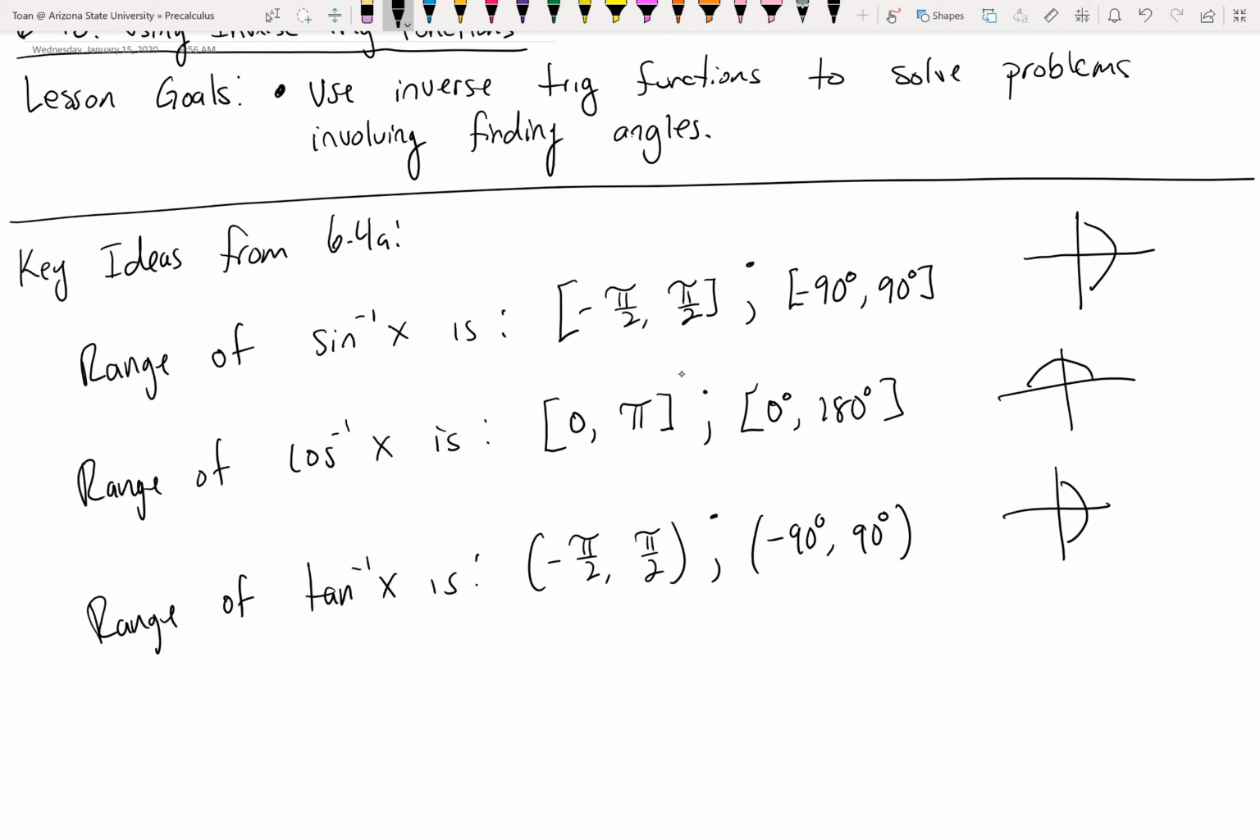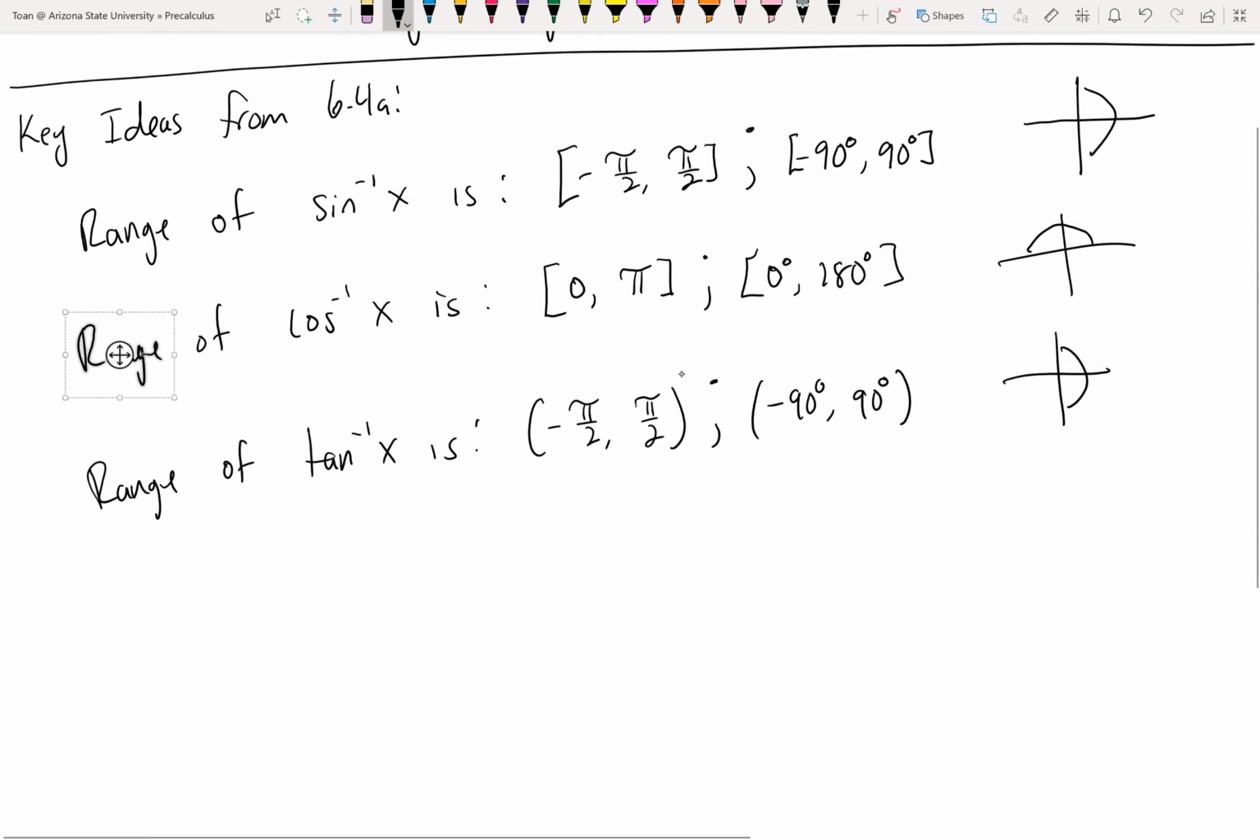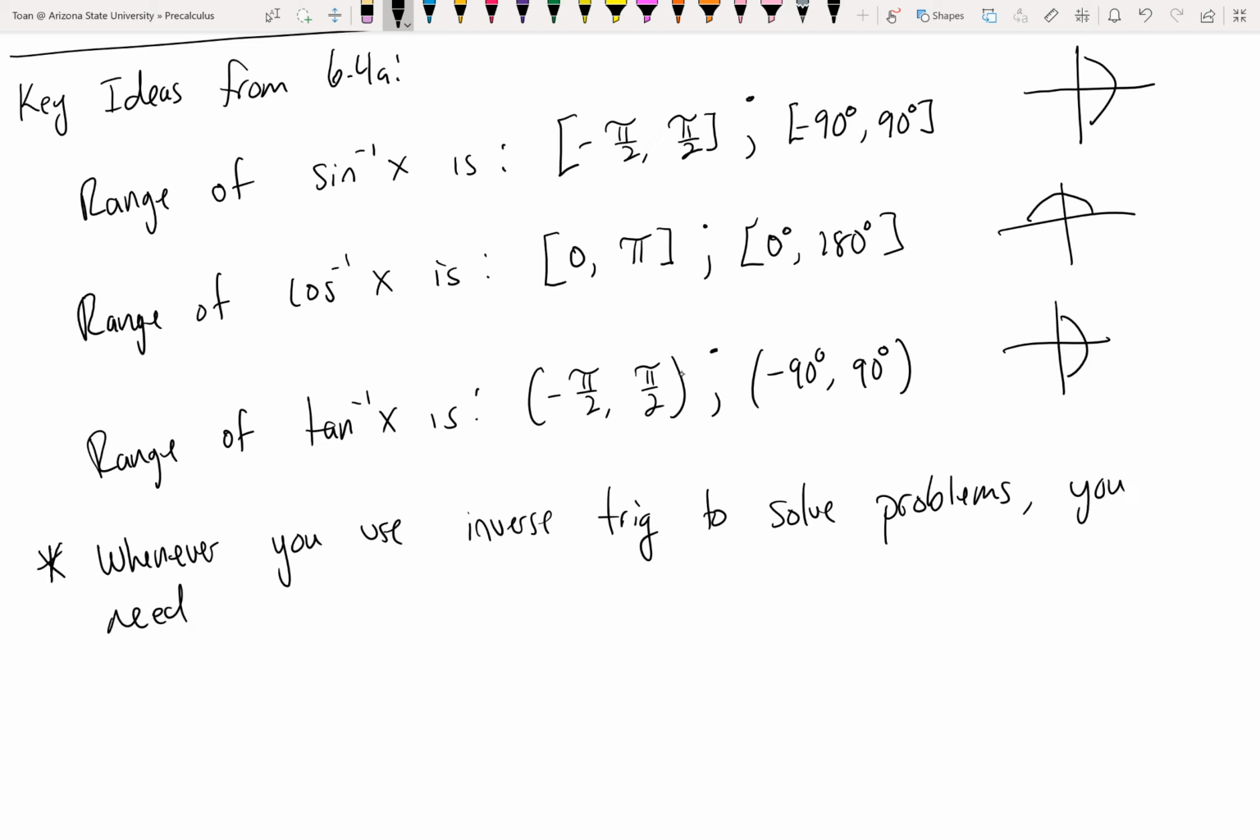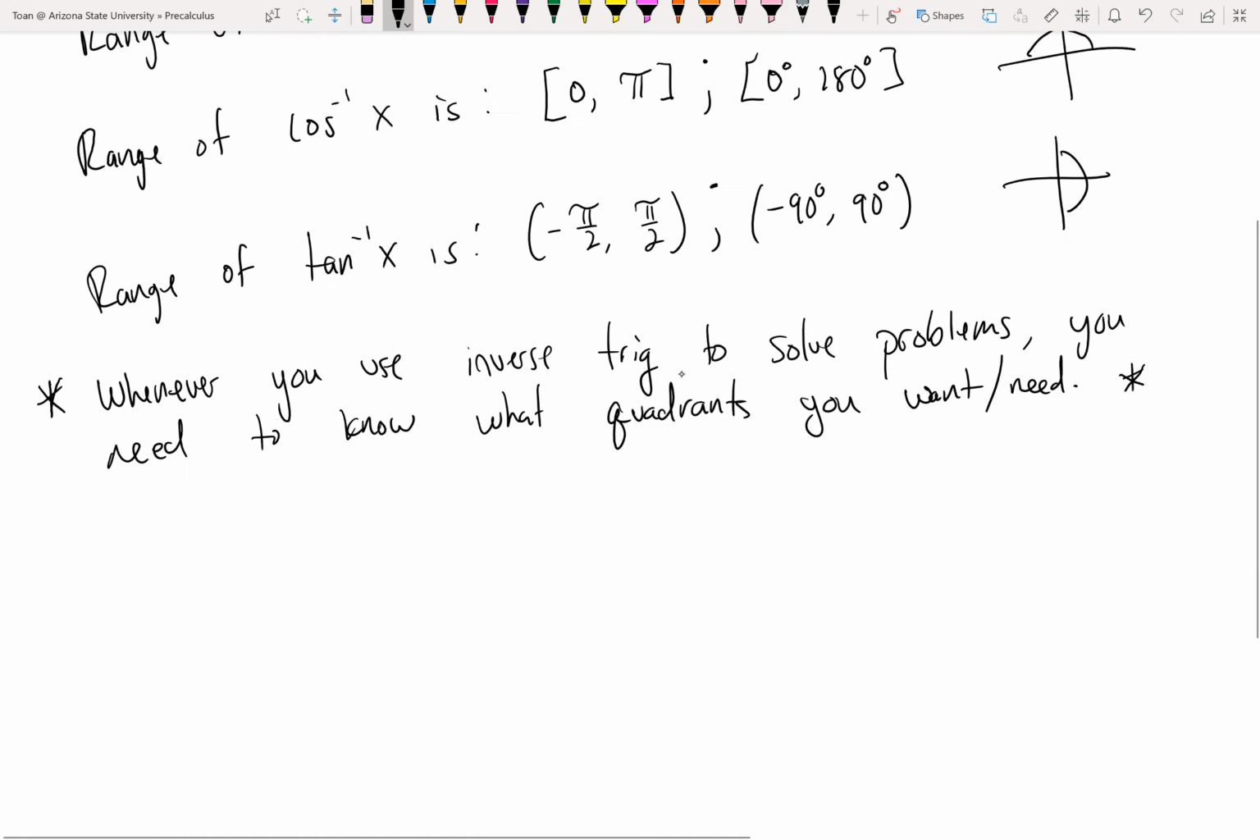This is imperative to know because your calculators are stuck to this. Your calculators are restricted to giving you outputs in these various intervals. So when you are using an inverse trig function to solve problems, you have to be smarter than the calculator. It's such an important idea, I'm going to write it down. Whenever you use inverse trig to solve problems, you need to be smarter than the calculator. You need to know what quadrants you want or need. In other words, we need to be smarter than the calculator.